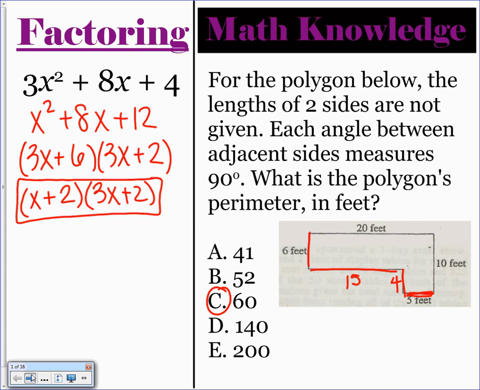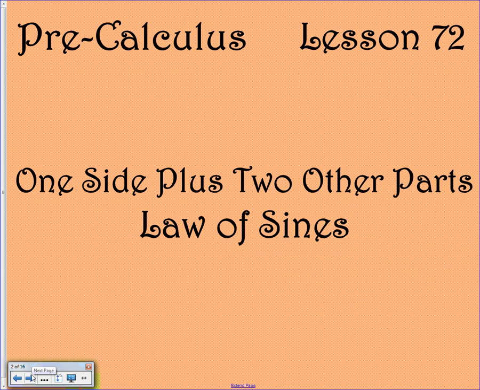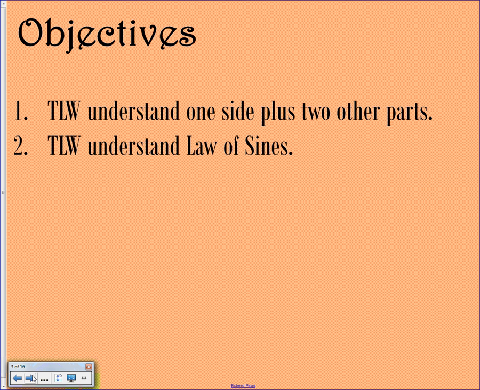Moving on to the lesson, we are looking at lesson 72 today. We're dealing with one side plus 2 other parts, and then we're going to look at the law of sines. So hopefully you'll understand what it means whenever it says one side plus 2 other parts, and you'll also understand the law of sines. We did talk about the law of sines last year in geometry, so if it seems kind of familiar to you, that's where you've learned it.